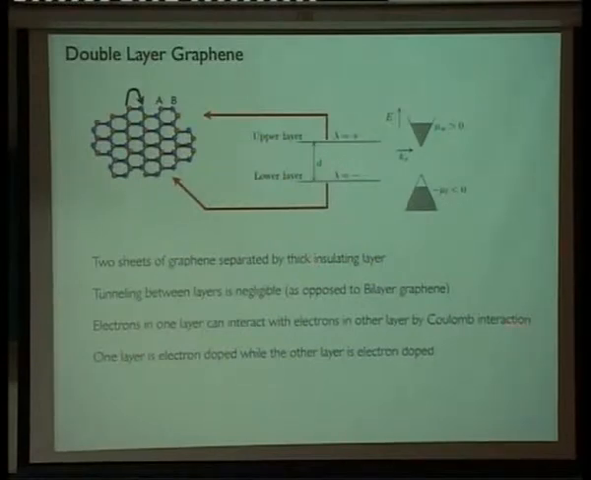And in the case that we will consider, it will become clear why we will consider this. One layer will be electron doped, let's say the upper layer. And one layer will be hole doped, let's say the lower layer. So, oh, this is both electron doped? Sorry, no, the other layer is hole doped. Sorry for the time.